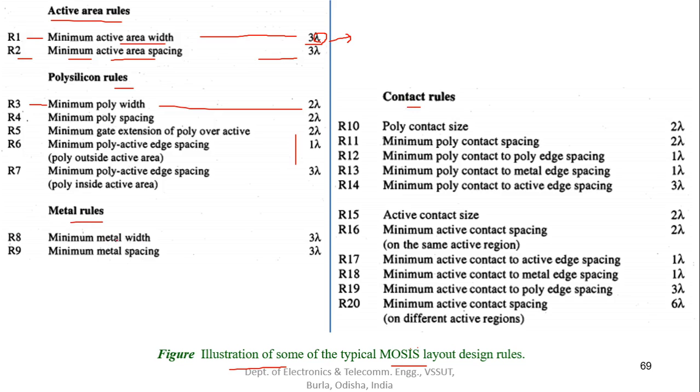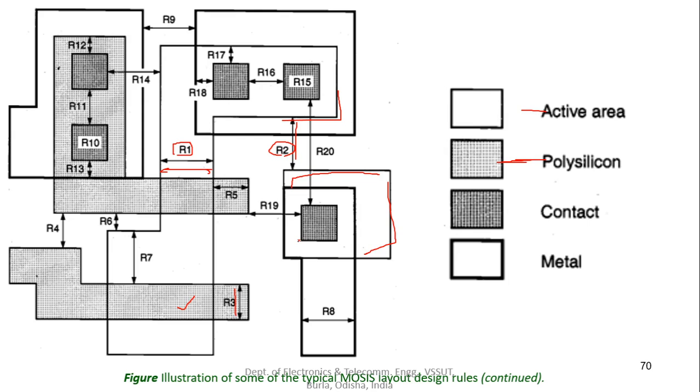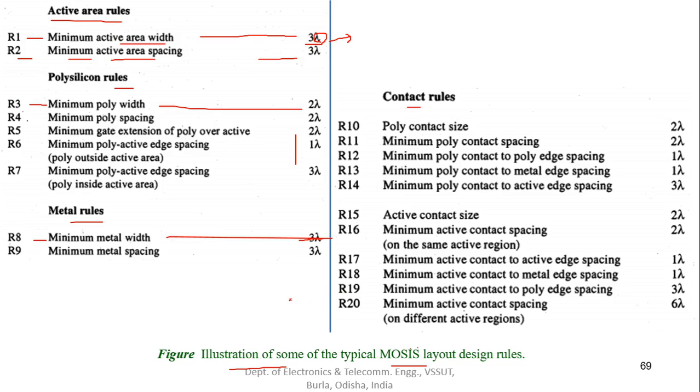This defines R8, let's say, the minimum metal width, 3 lambda. So the minimum metal width is R8, 3 lambda. Metal is represented by this thick bordered rectangular area, R8. This should be at least 3 lambda. This is the metal line, this is the metal area, and R8 is the minimum width of this metal, so it should be at least 3 lambda.